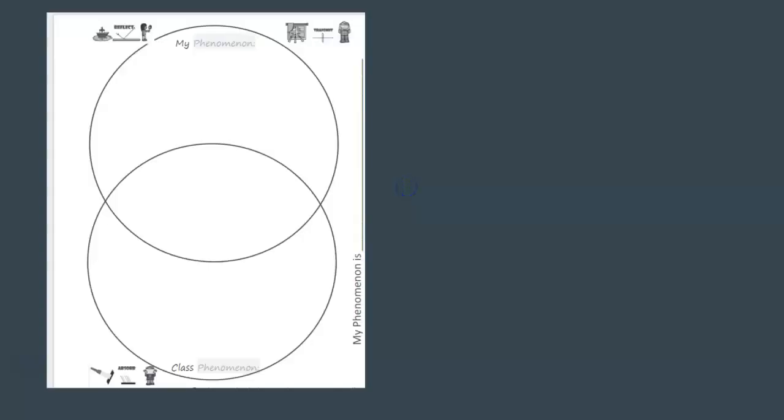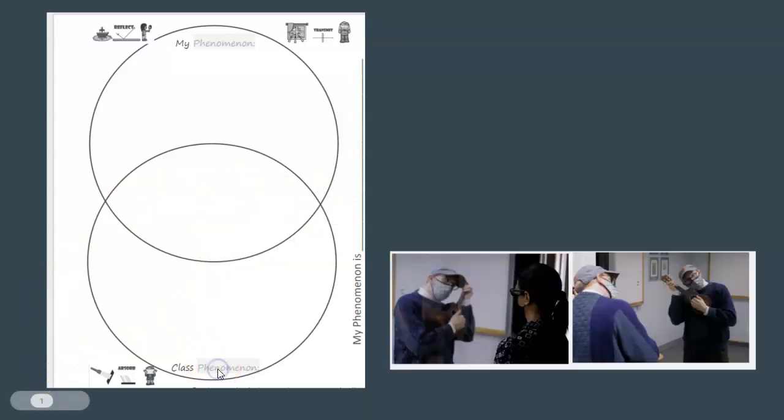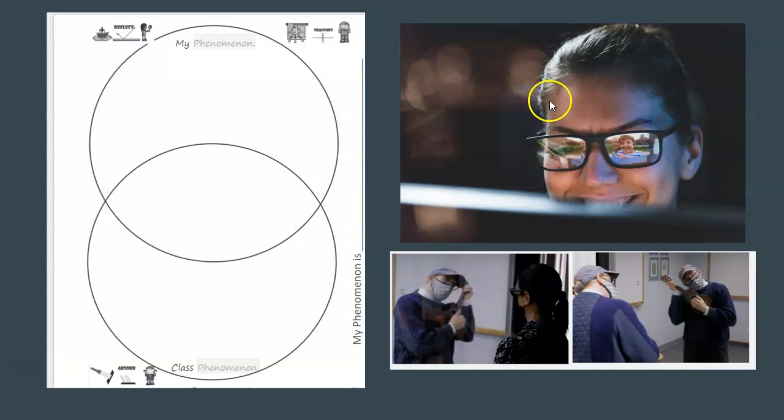Okay, here we are on the second and last part of the unit book for today, this lesson, and this is the compare contrast. The first thing you come to is this Venn diagram. If you haven't done a Venn diagram before, these two circles compare things. So here's the class phenomenon, here's your phenomenon. I'm picking this one for the comparison for the example.